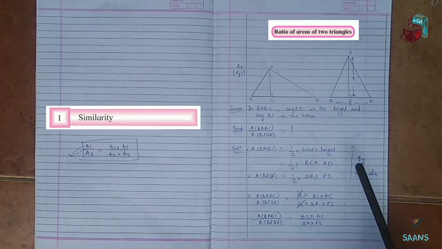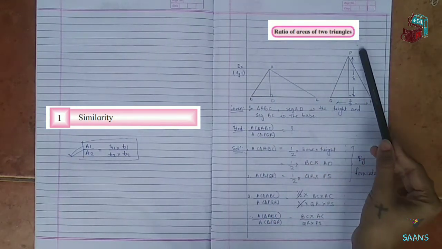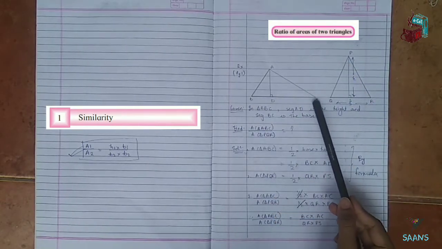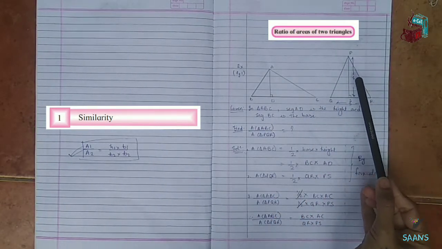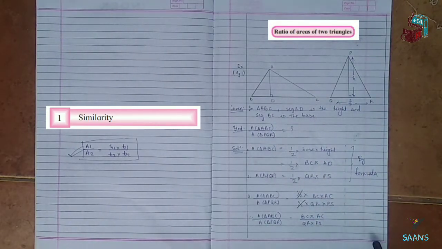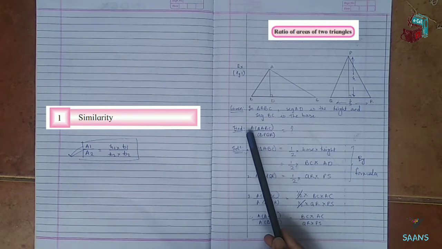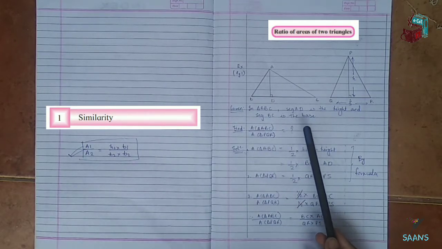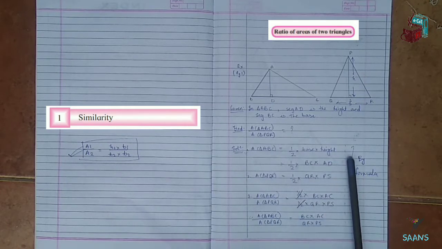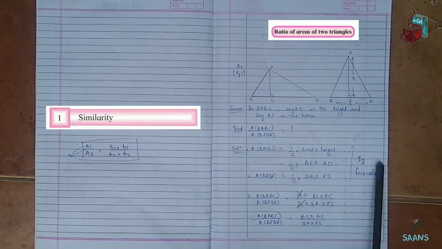Just revising, this is your first triangle, this is your second triangle, ABC and PQR. BC is the base, AD is the height. Here QR is the base, PS is the height. Now this is your corollary, which will give you area of triangle ABC upon area of triangle PQR. Apply the formula here. Area of triangle ABC is equal to half into base into height, that is half into BC into AD. Area of triangle PQR is equal to half into QR into PS. That is by formula.